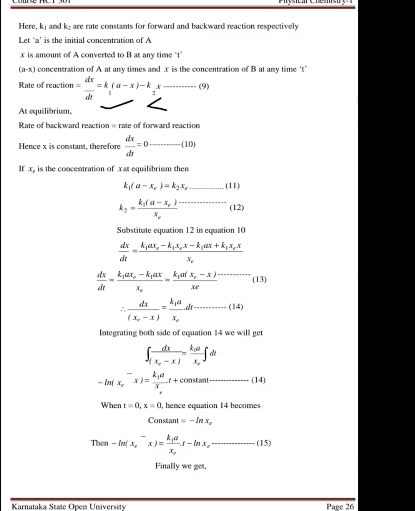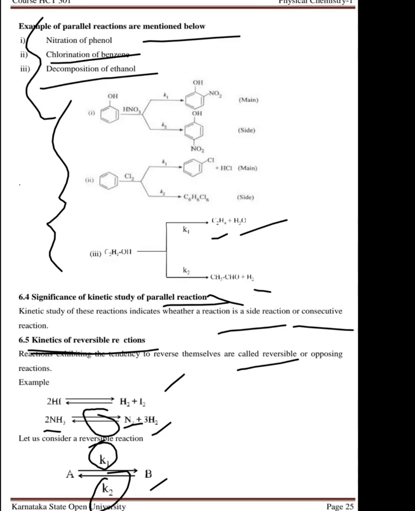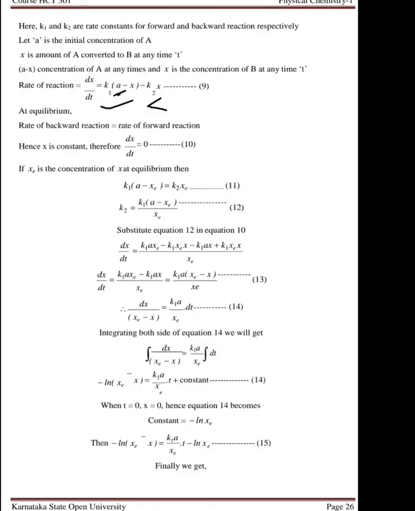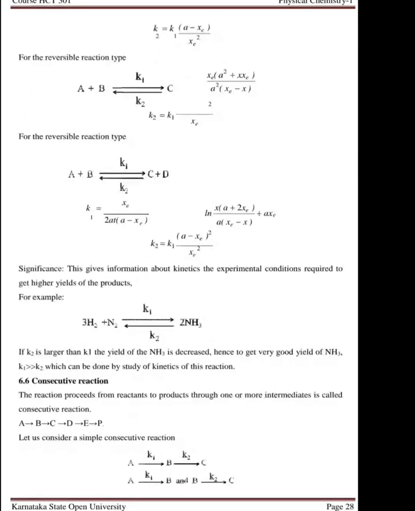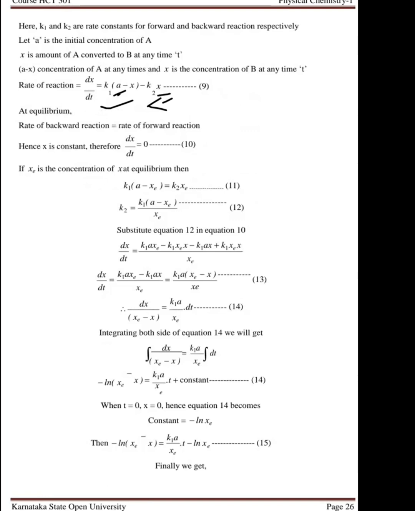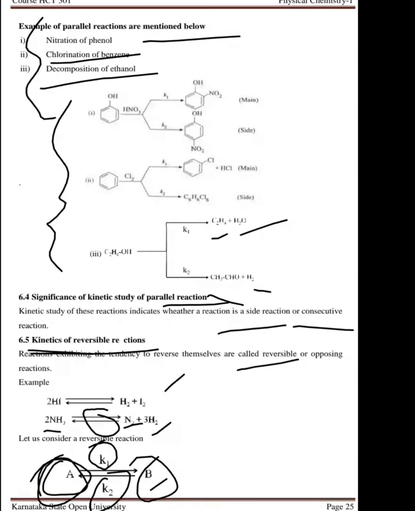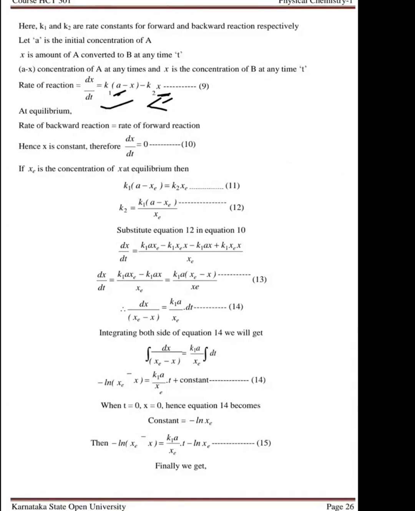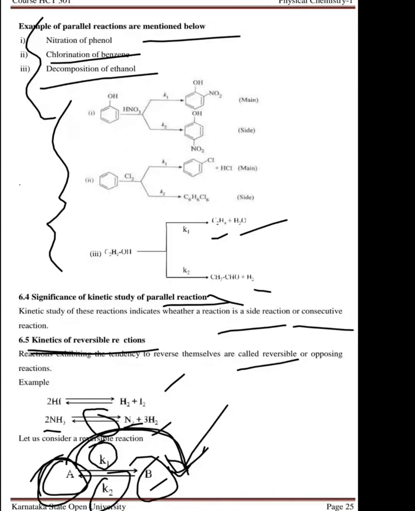Here a is the initial concentration of the reactant A. This small a represents the initial concentration of A. And x denotes the amount of A that is converted to B, that is, how much of the reactant is converted into product.